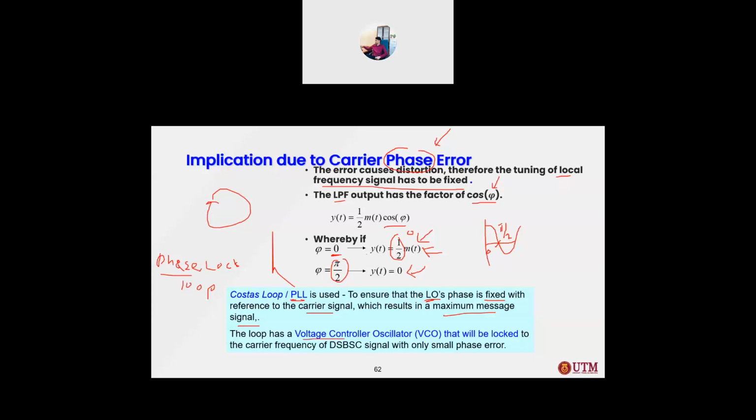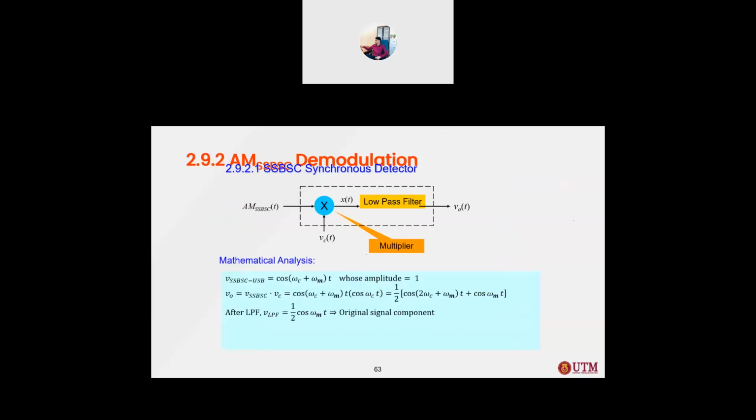The loop has a voltage controlled oscillator, VCO. Maybe you already read about it somewhere. What is VCO? They will be locked to the carrier frequency of the double sideband suppressed carrier with only a small phase error. Maybe I will detail this in the next session of the class. Maybe you read the module first, and I will go through it later.